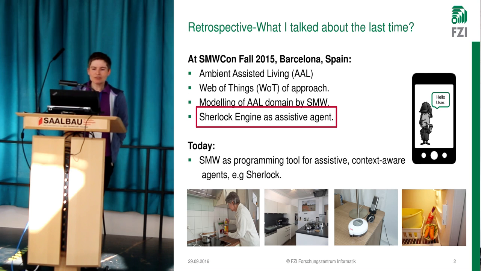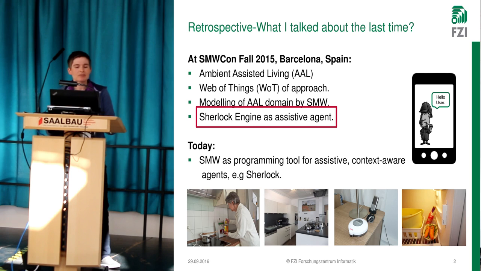In that talk, I introduced ambient assisted living. Ambient assisted living is a term meaning that you have services, methodologies, and devices in the environment in order to assist elderly and impaired people. I also introduced the term Web of Things to show that it is necessary in such an environment. Later I will talk about it also. And I also introduced how to model an ambient assisted living domain by means of Semantic MediaWiki.